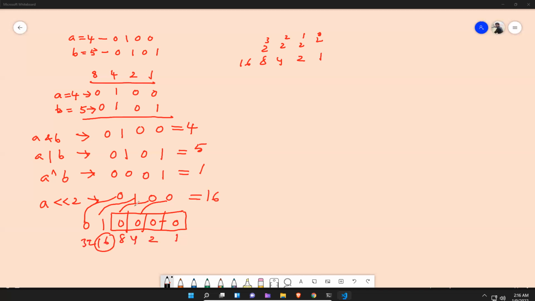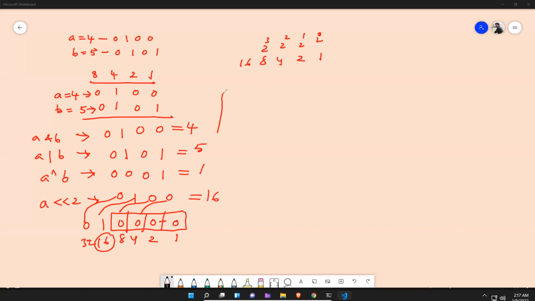Okay, we are just shifting 2 bits. This first value becomes left side 2 shifts. So I'll leave these two, I'll put this one here. In this position, what is there? We have 1 2 4 8 16. So in this position we have 16. So because of that, A left shift 2 is equal to 16.